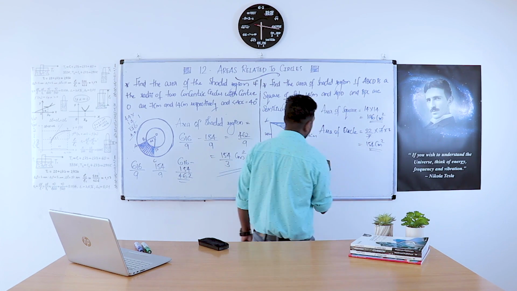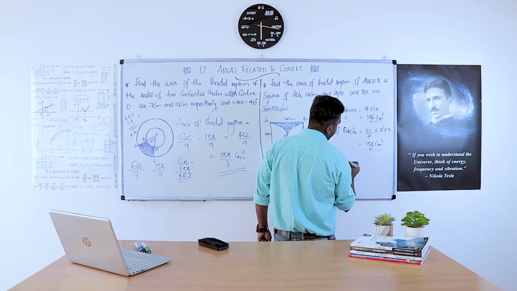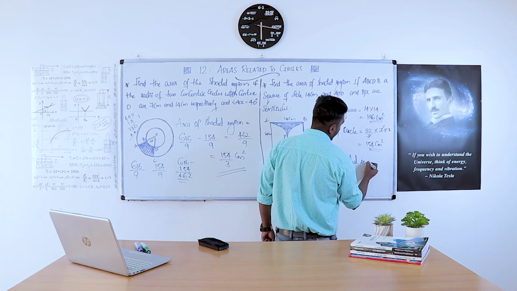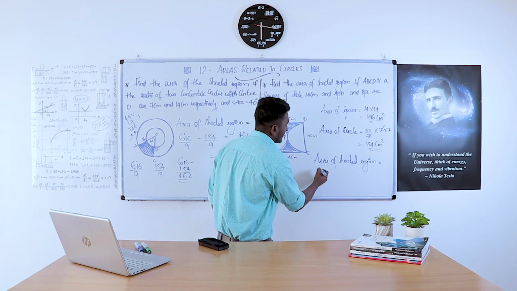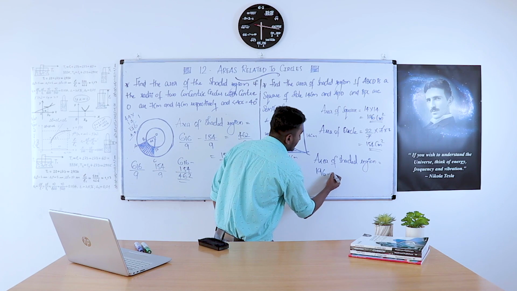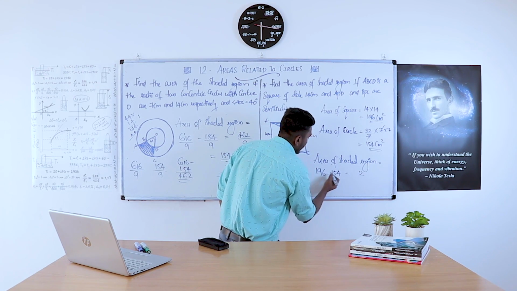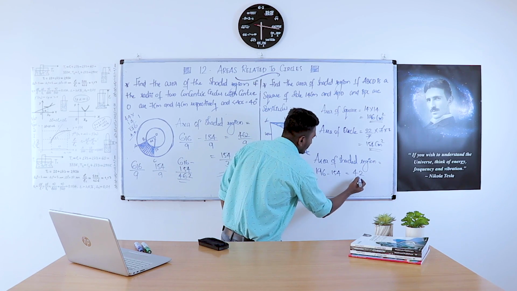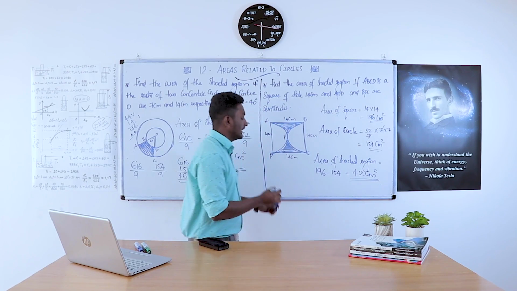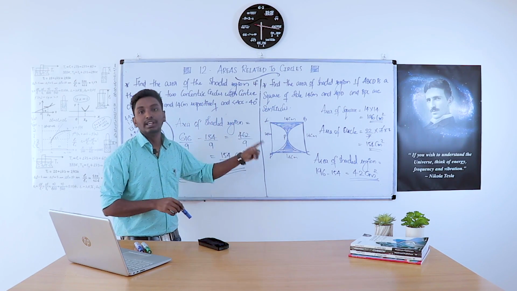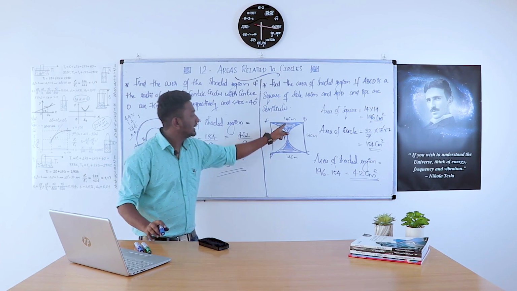Then what is the area of shaded region? Area of shaded region is equal to area of square minus area of circle. That is 196 minus 154. 6 minus 4, 2. 9 minus 5, 4. 1 minus 1, 0. That is 42 centimeter square. So the area of shaded region is 42 centimeter square. That's it. This is the area of shaded region.